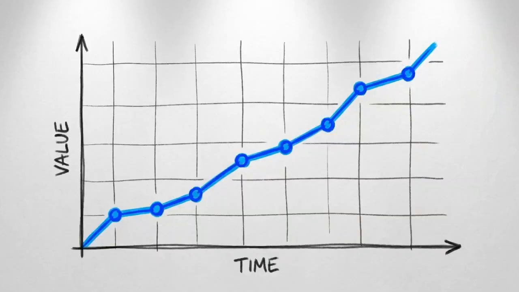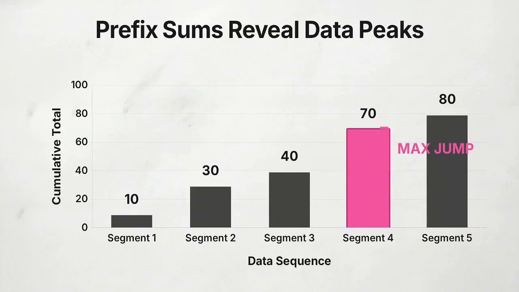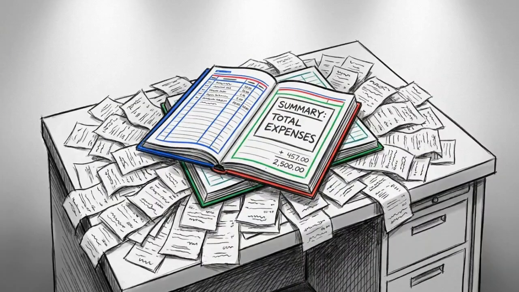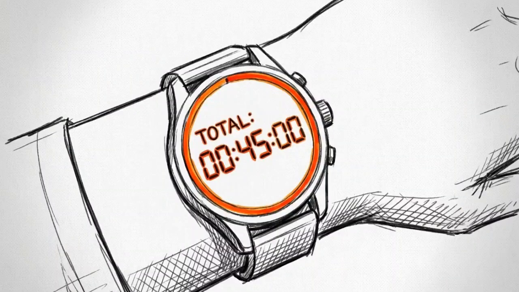These running totals also make it easy to find the highest and lowest points in a set of data. Since the markers track growth, finding the largest jump between any two markers lets us pinpoint a peak, like the most profitable month for a business, without rereading every single daily receipt. Whether you're measuring miles, money, or stock prices, you can bypass repetitive calculations by relying on a running tally.